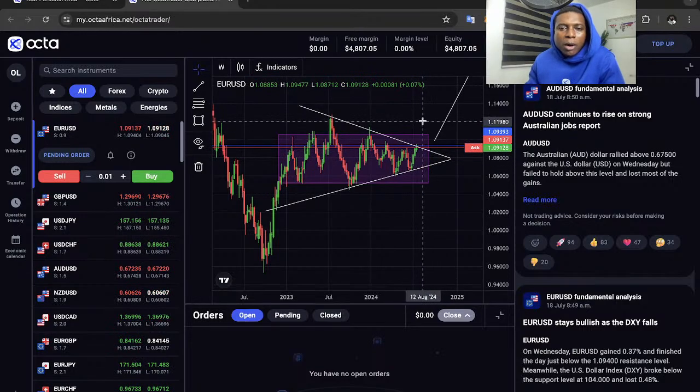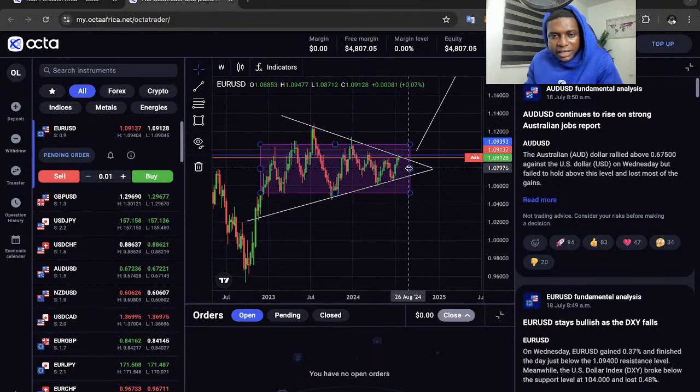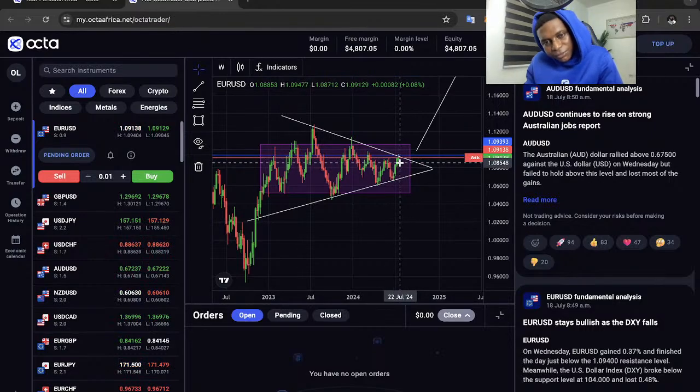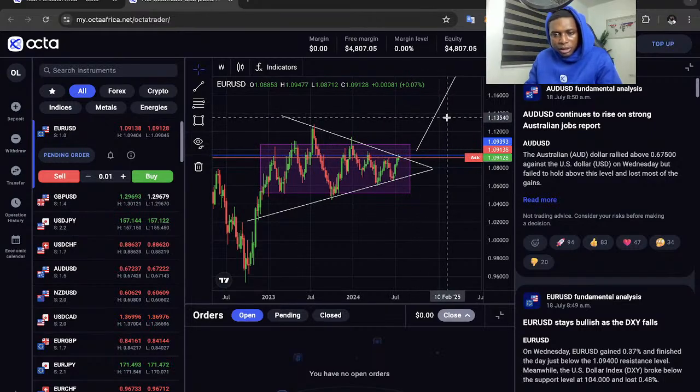So what changes the direction of a symmetric triangle? A breakout. A breakout either to the upside, which is looking like a higher possibility from here. If there is any breakout from this trend line out of this region, it would give a more bullish momentum.